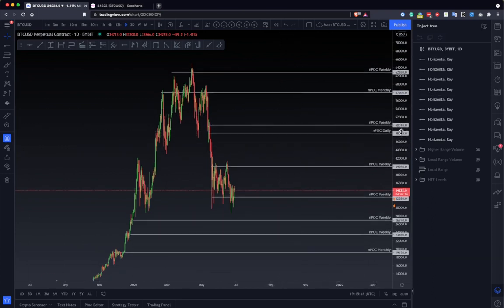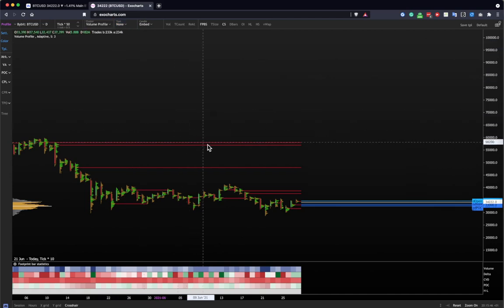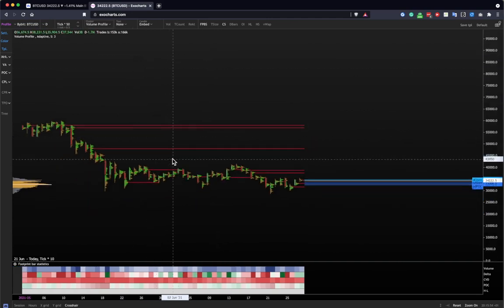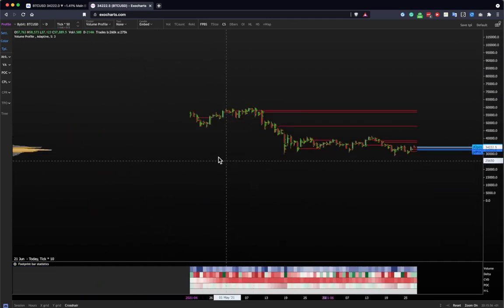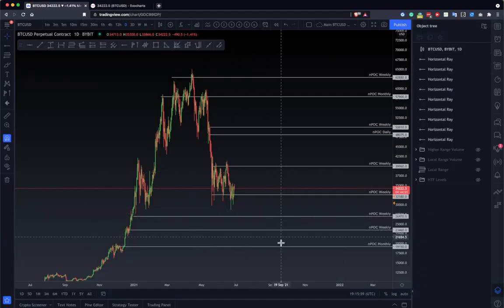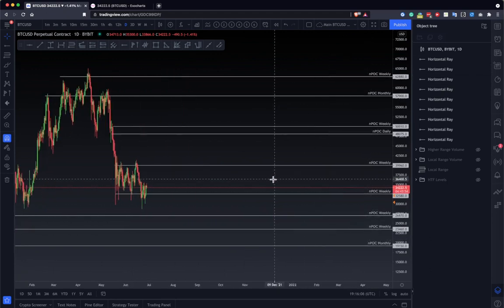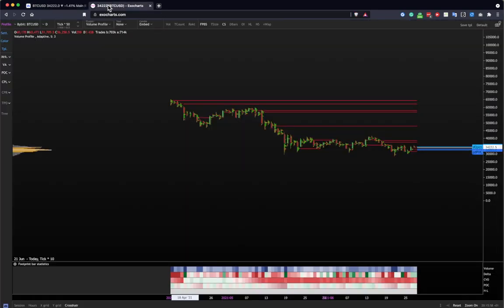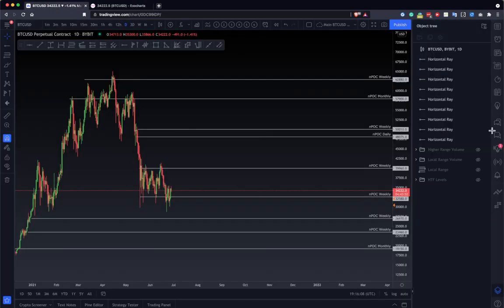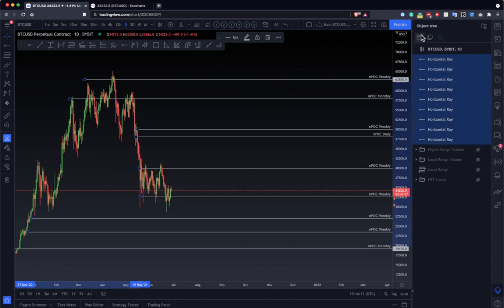Yeah, let's continue. This is the zone that we already have. Let's check if we have any daily ones around here. Obviously I will stick to these ones. I don't want to make it messy. I like this now. Okay, so these are our naked points of control.